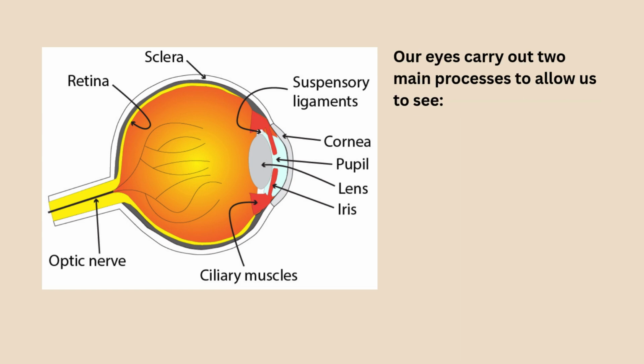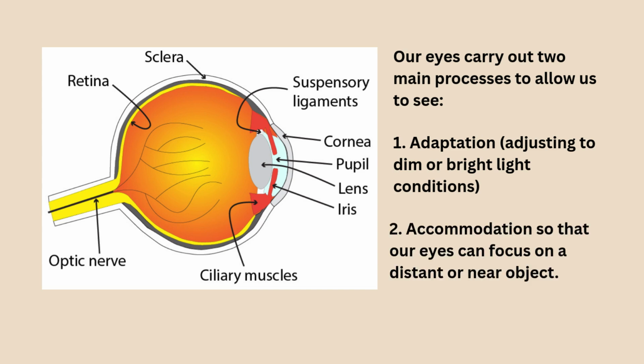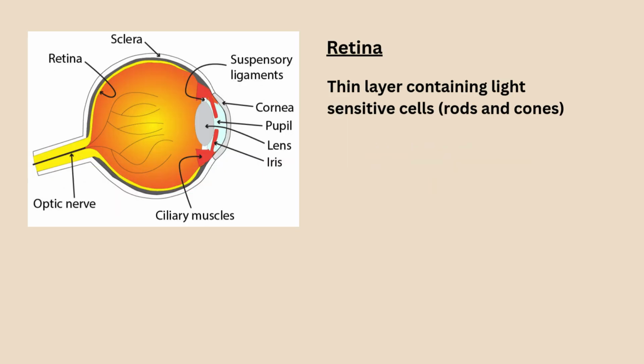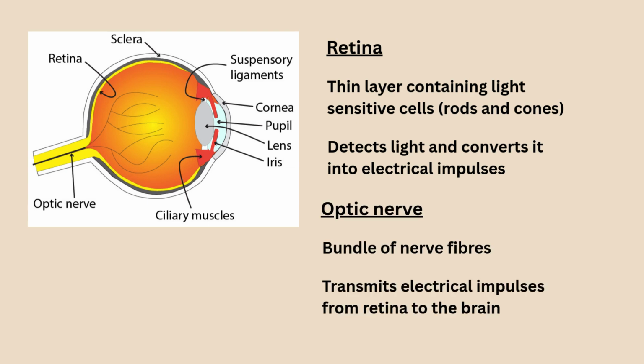Our eyes carry out two main processes to allow us to see. Adaptation, so adjusting to dim or bright light conditions. Accommodation, so that our eyes can focus on a distant or near object. The retina is a thin layer containing light-sensitive cells made up of rods and cones, and these detect light and convert it into electrical impulses. The optic nerve is a bundle of nerve fibers that transmits electrical impulses from the retina to the brain.